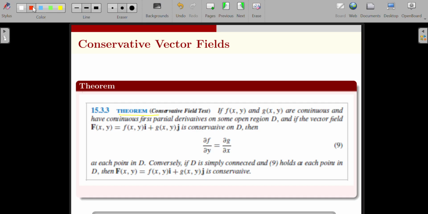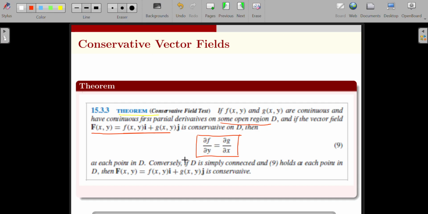In this theorem, F is given to be a conservative function on some open region D, where small f and g are the components of capital F. If small f and g are continuous and have continuous first partial derivatives on some open region D, and if the vector field F(x,y) = f(x,y)i + g(x,y)j is conservative on D, then the theorem states that the partial derivative of f with respect to y will be the same as the partial derivative of g with respect to x at each point in D.